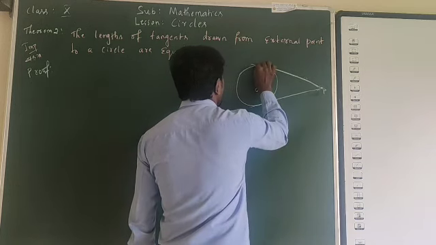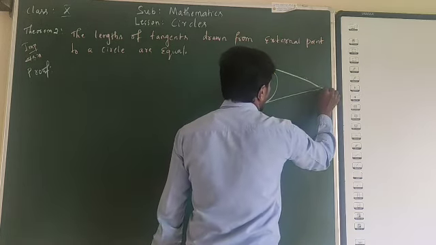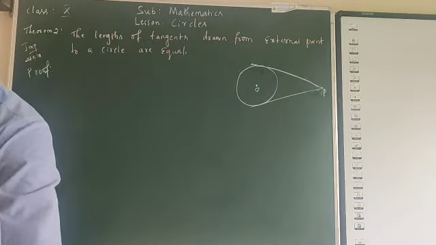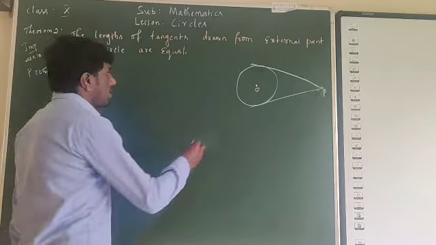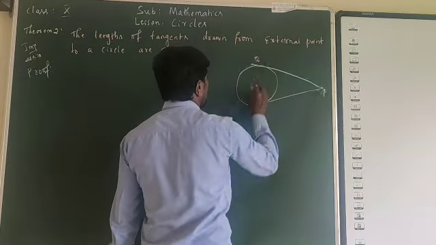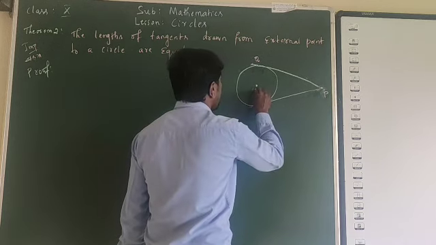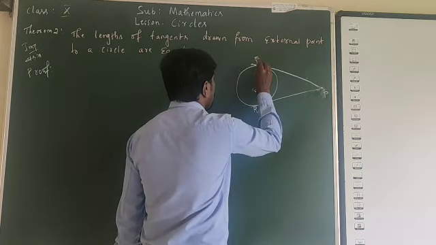Okay, so this will be the point of contact. This is point P. Make it as Q, and this is R. And this is point P, and this is center O.